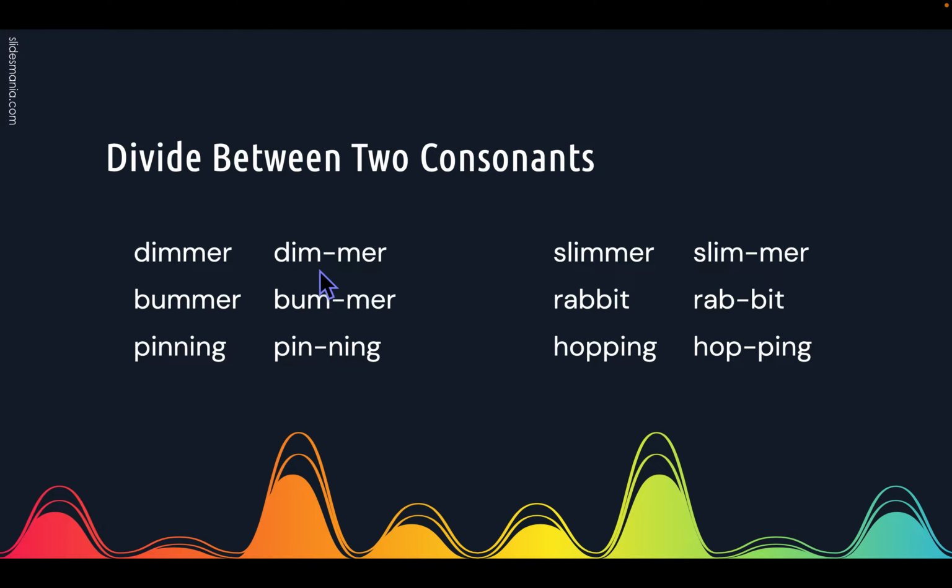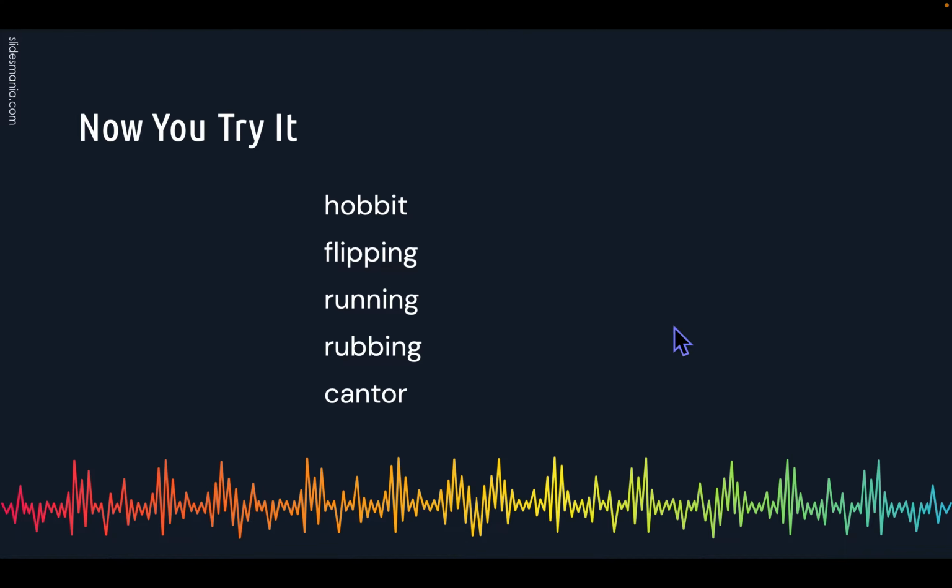Vowels in the middle of a syllable will generally have their short sound, so we will try that sound. So this will have a short I sound, short U sound, a short A sound, and a short O sound. So we will have dimmer, slimmer, bummer, rabbit, pinning, and hopping. So I want you to try these 5 words.